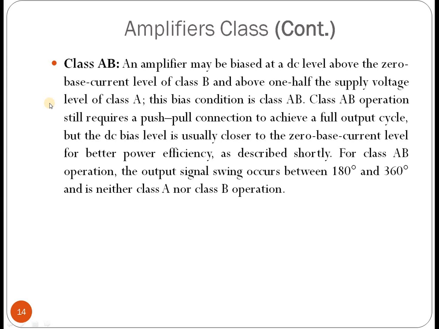For class AB operation, the output signal swings between 180 degrees and 360 degrees. In between that, because of the combination of class A and class B, it is not the same as A or the same as only B; it is a combination of A and B.